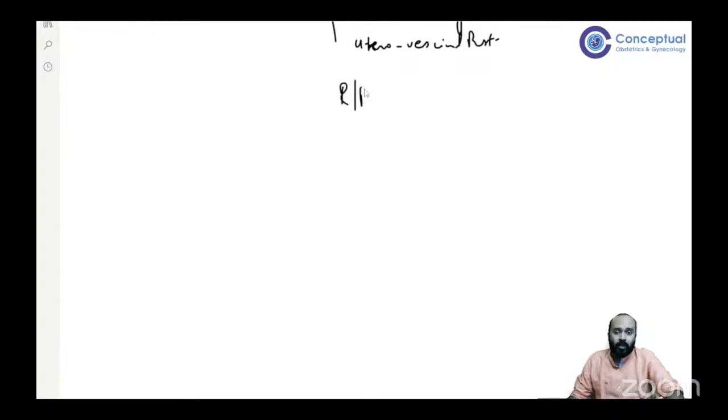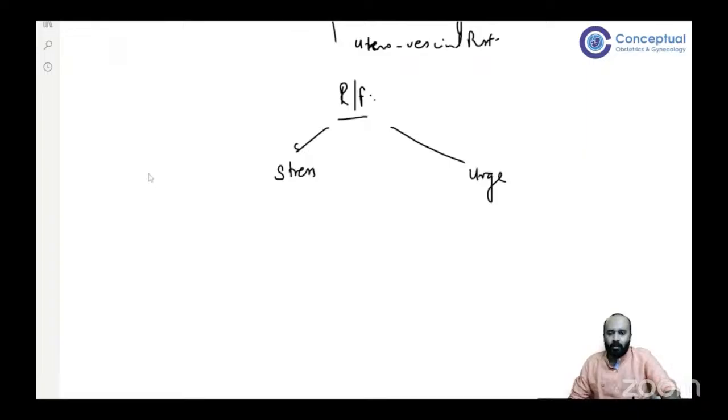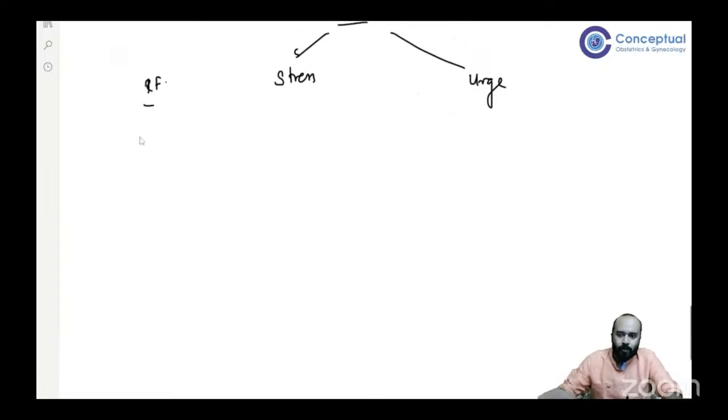So the risk factors, as I promised, I'll be talking about each one of them logically. First is going to be stress or SUI and the other one is going to be urge. And here I'm going to be enumerating the risk factors. So the first risk factor is going to be age.